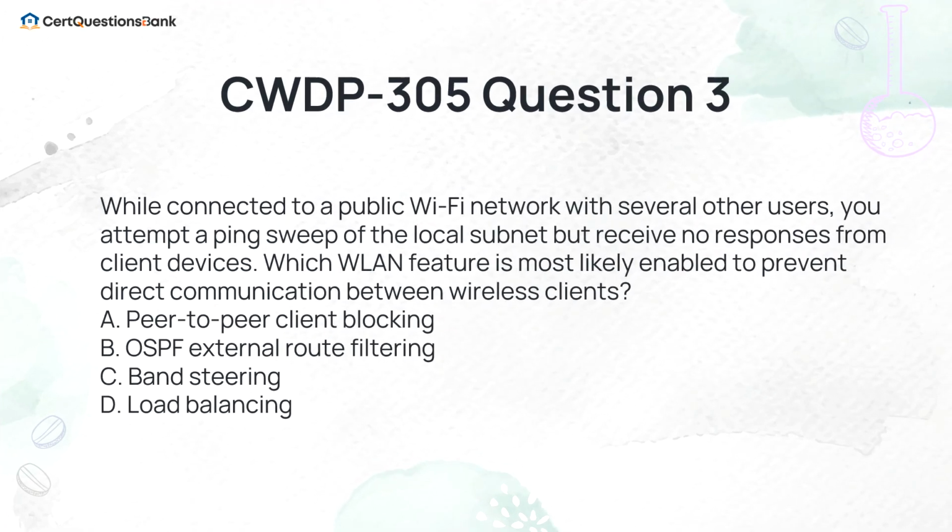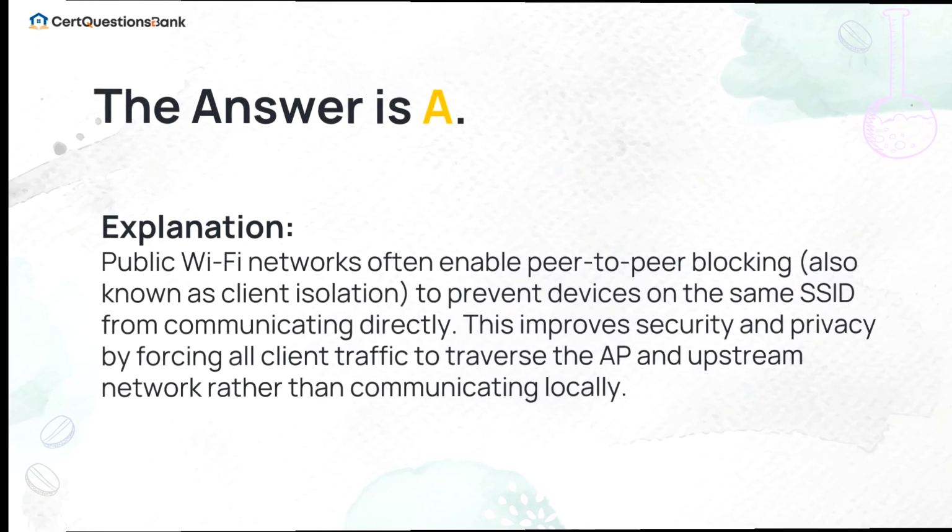While connected to a public Wi-Fi network with several other users, you attempt a ping sweep of the local subnet but receive no responses from client devices. Which WLAN feature is most likely enabled to prevent direct communication between wireless clients? A. Peer-to-peer client blocking. B. OSPF external route filtering. C. Band steering. D. Load balancing. The answer is A.